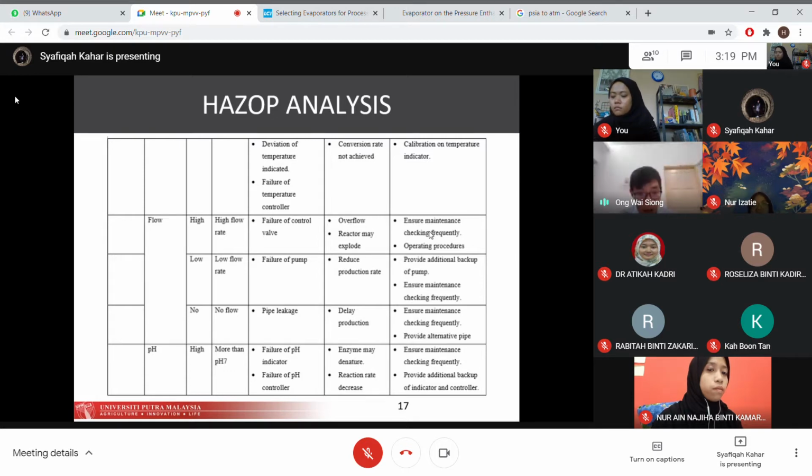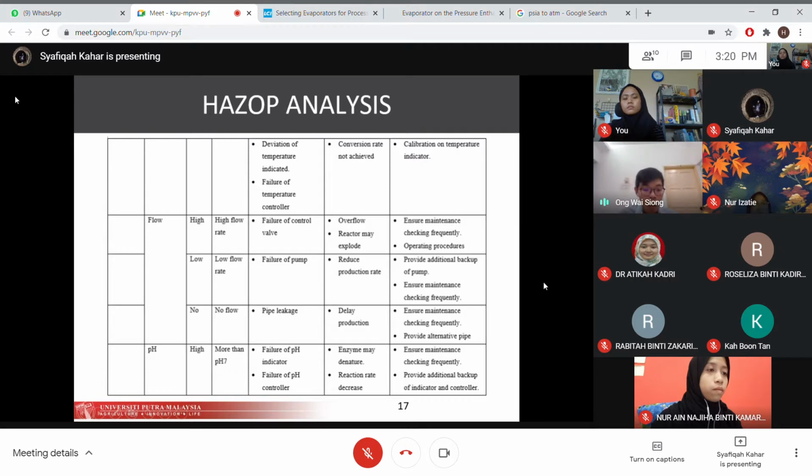If there is no flow rate, it may be due to pipe leakage, and this can delay production. So the action also will be to ensure maintenance and provide an alternative pipe to replace the old one. And then the pH. If it is more than pH 7, it can cause the enzyme to denature, and then the reaction rate will decrease. It may be caused by failure of the pH indicator or controller, and it shall be handled by ensuring maintenance and providing additional backup.